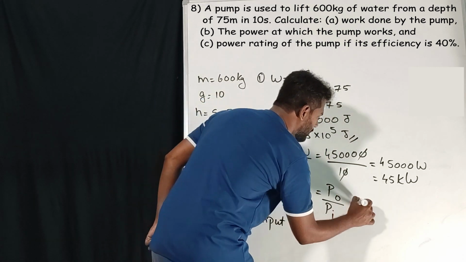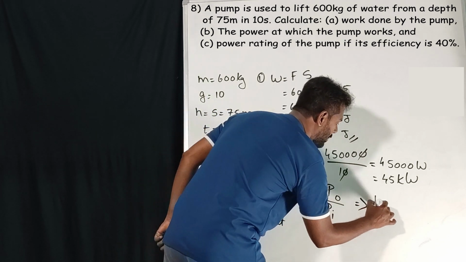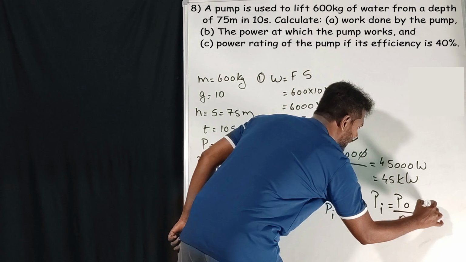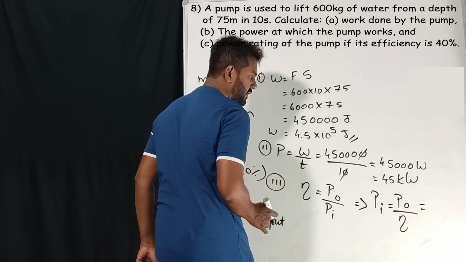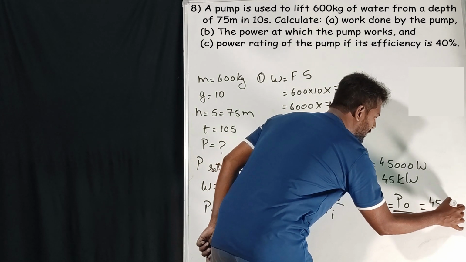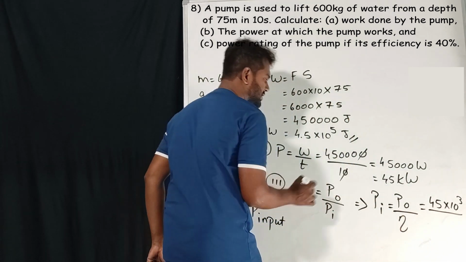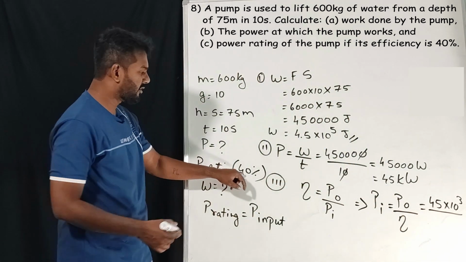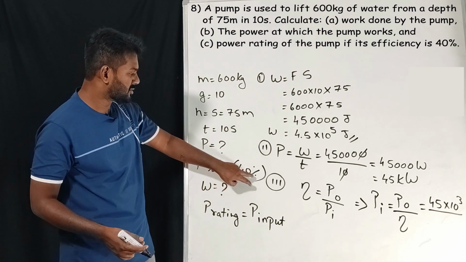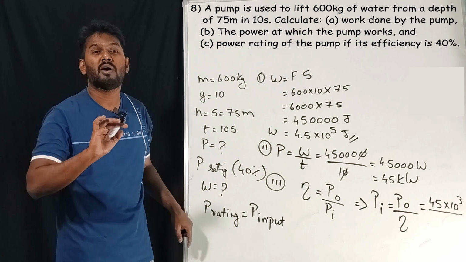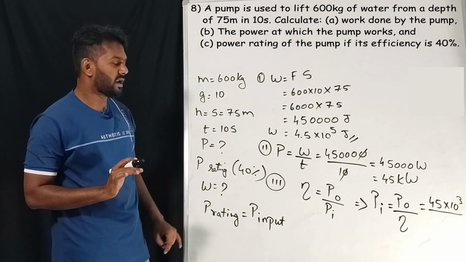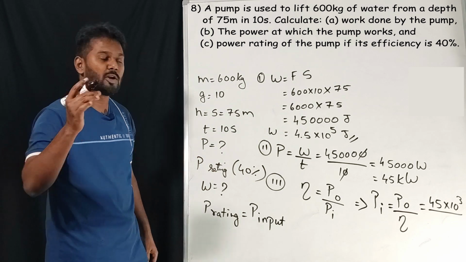So power input, if you rewrite the formula, power input is equal to power output by efficiency, correct? Power output, whatever the value we have got here, 45 kilo, correct? That is nothing but 10 power 3 divided by efficiency. Efficiency they have given as 40%. 40 divided by 100. Whenever you are substituting this value, it should not be in the form of percentage. So to remove percentage, we have to divide it by 100. 40 divided by 100, it is 0.4.